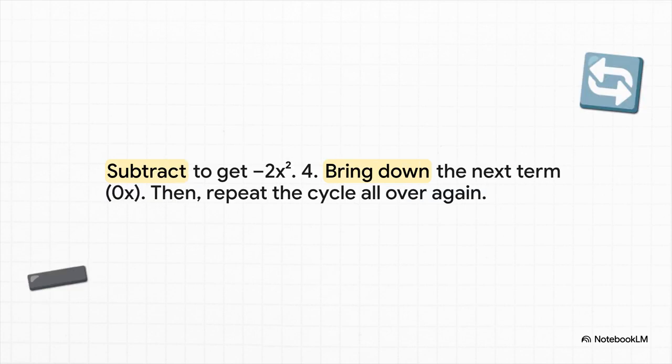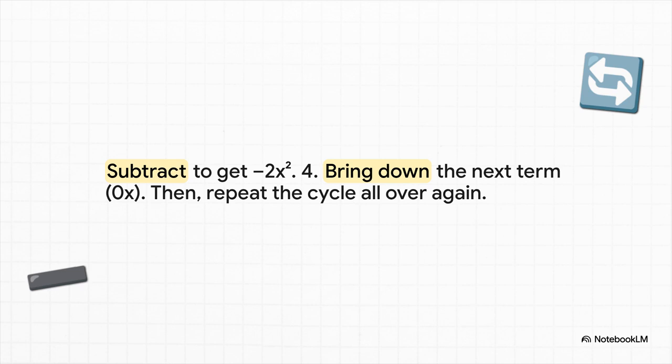And on to the back half of the loop. Step 3, subtract. Now be careful with your signs here. The 4x cubed terms cancel out. That's what we want. And 0x squared minus 2x squared leaves us with a negative 2x squared. And finally, step 4, bring down.